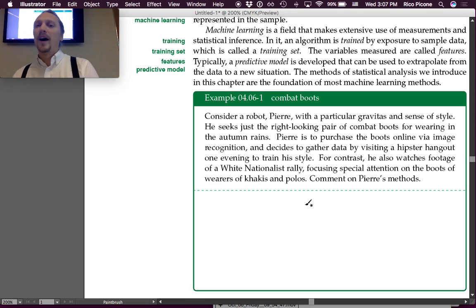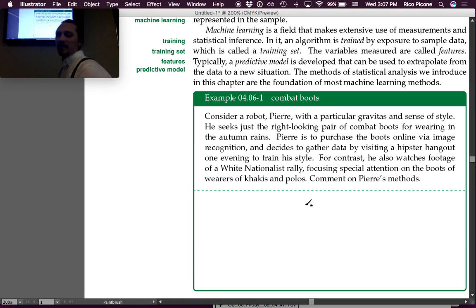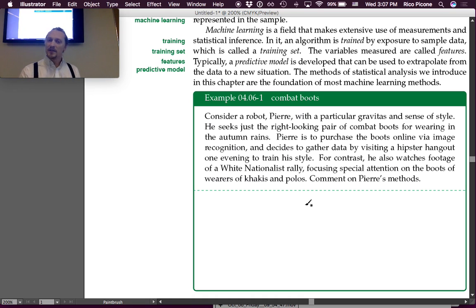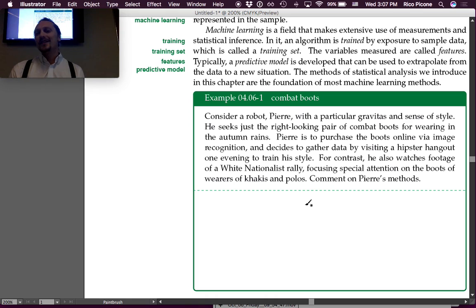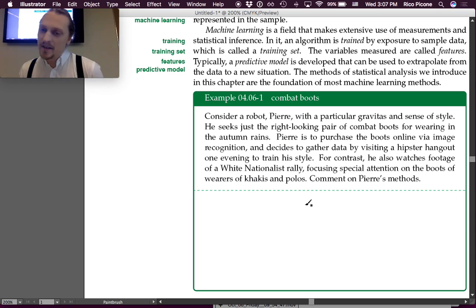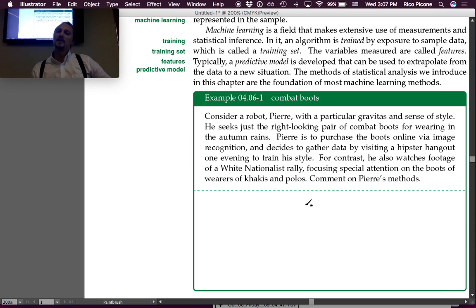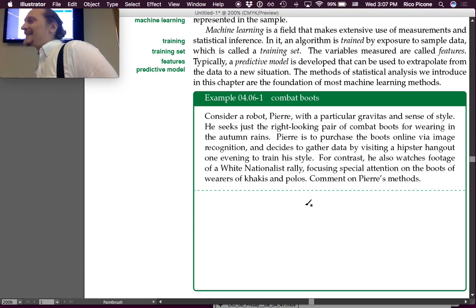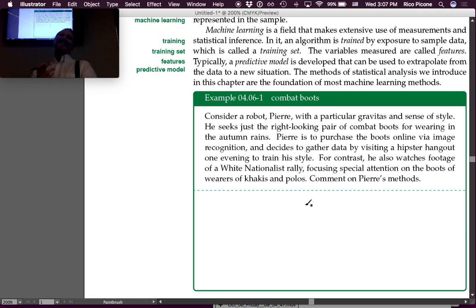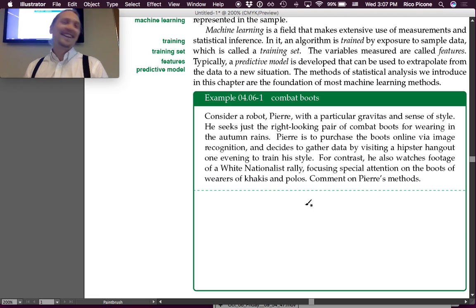So consider a robot. I had a lot of fun with this example. Pierre, with a particular gravitas and sense of style, seeks just the right-looking pair of combat boots for wearing in the autumn rains. Pierre is to purchase the boots online via image recognition and decides to gather data by visiting a hipster hangout one evening to train his style. For contrast, he also watches footage of a white nationalist rally, focusing special attention on the boots of wearers of khakis and polos. Comment on Pierre's methods. No. I couldn't help but take a little jab.